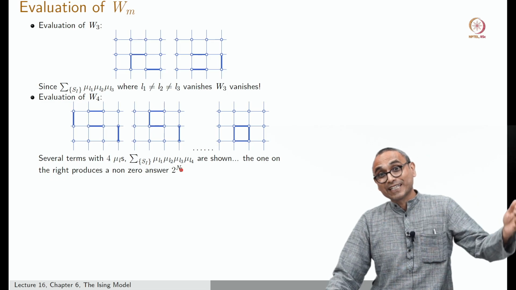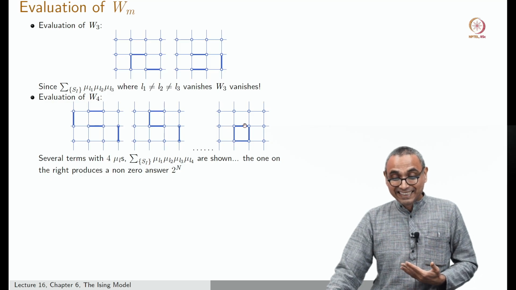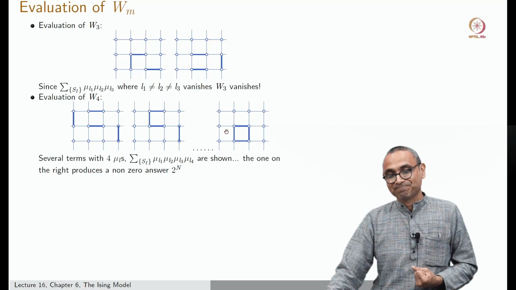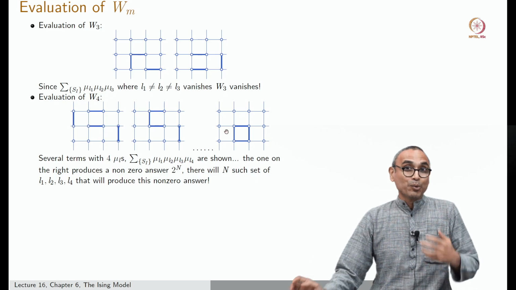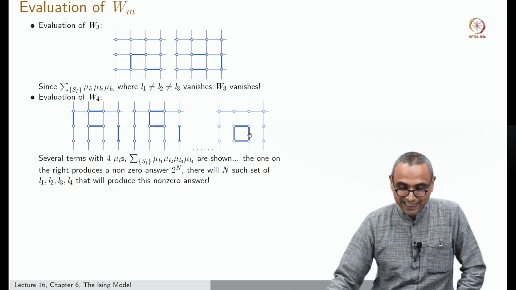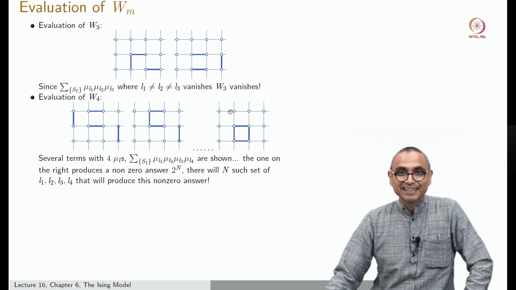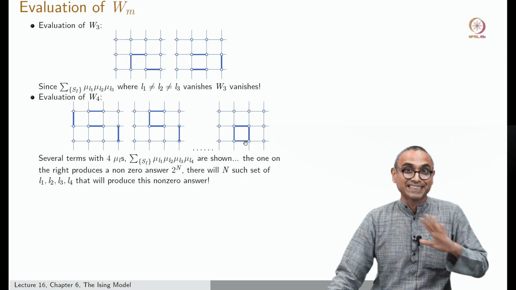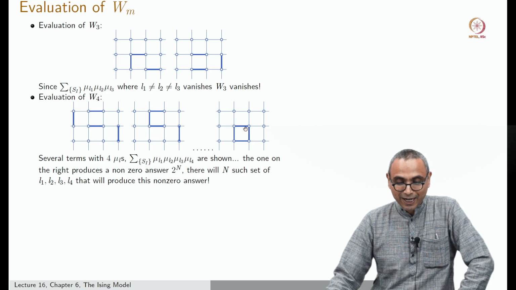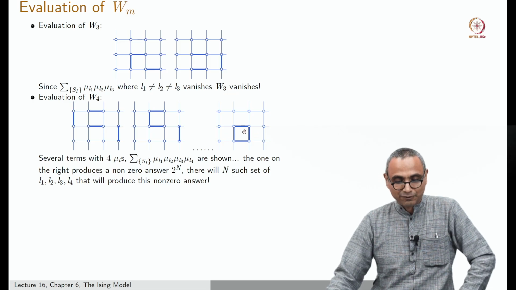So I had to go to the t to the 4 order to get a first non-zero term, and this is the first non-zero term. Okay? Alright. Now you will immediately realize that I chose these 4 links to get a non-zero term of 2 to the power n. But I could have chosen these 4 links. And in fact, you will realize that there are n distinct ways of choosing such squares, they are just the plaquettes. There are n distinct small plaquettes of my square lattice, and that gives me that there are n such terms.